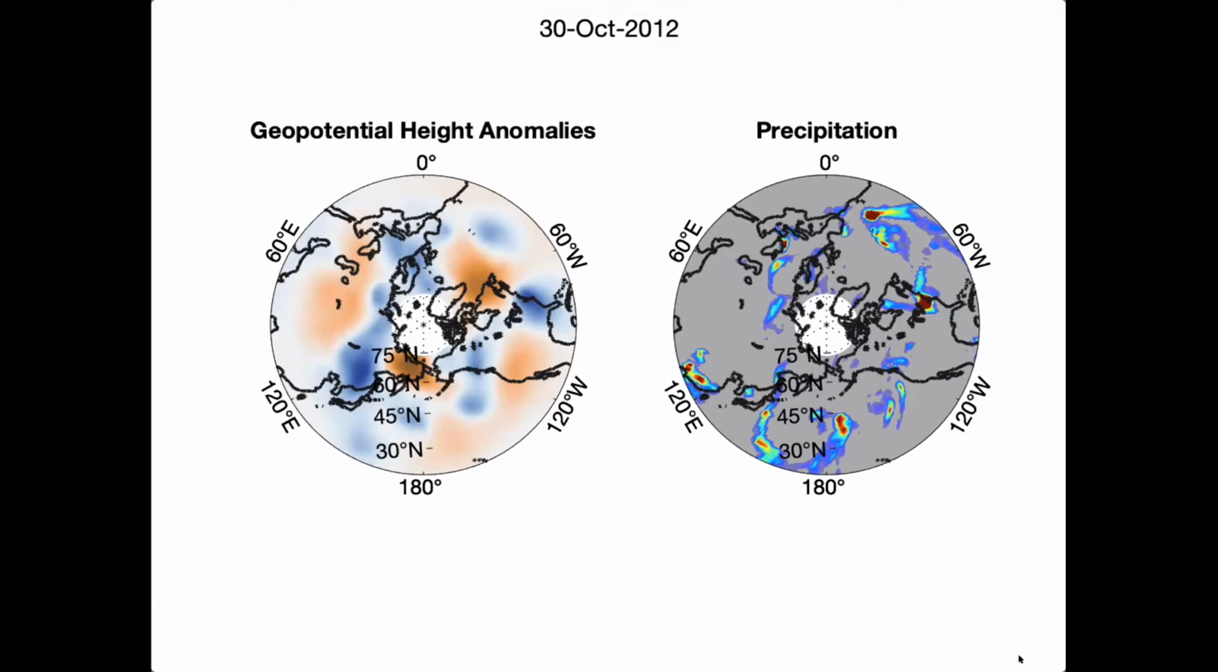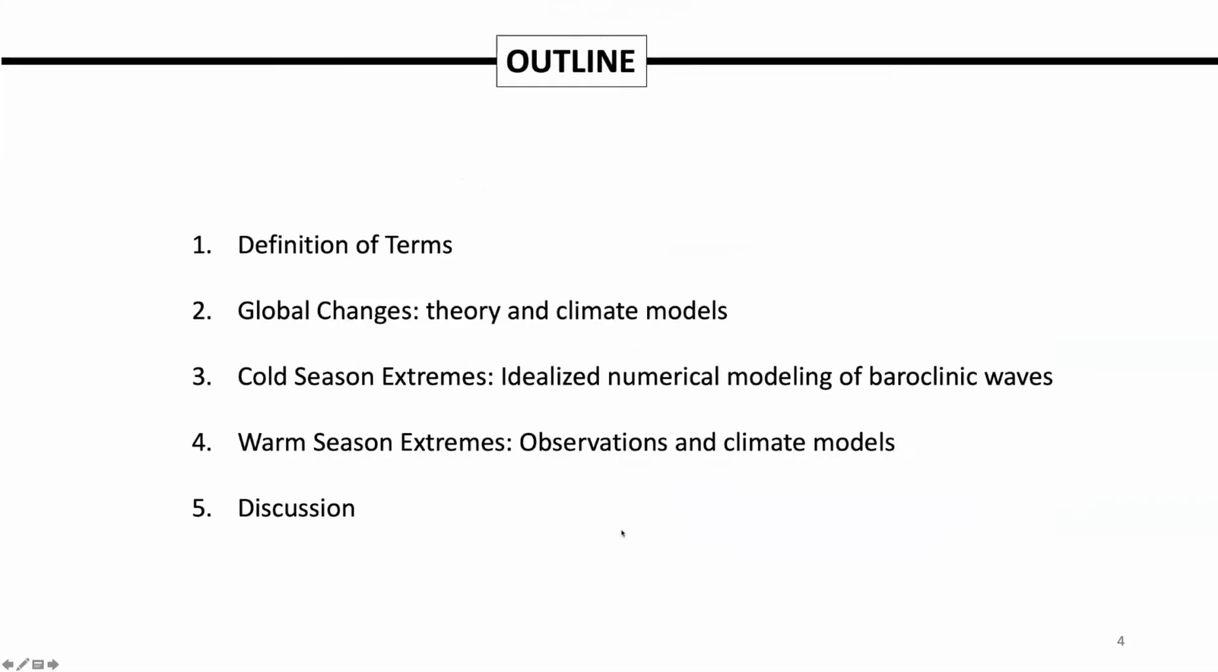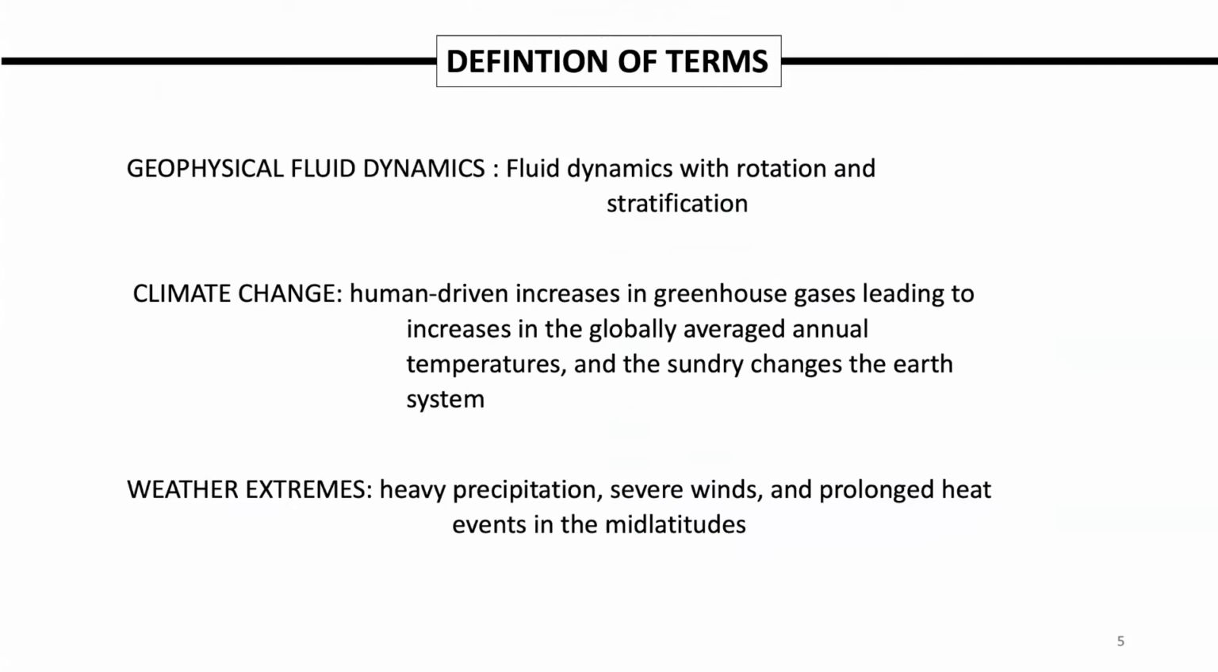All right, so then back into the slides. And what will I talk about today? So I'll give a definition of terms, and then I'll talk about some global changes in storms and the jet from theory and climate models. And then I'll look at some cold season extremes from idealized numerical modeling, and then some warm season extremes from observations and climate models. And then a very short discussion to conclude.